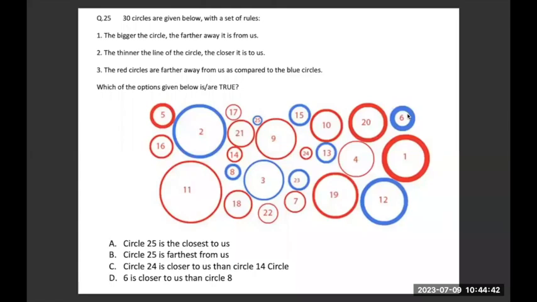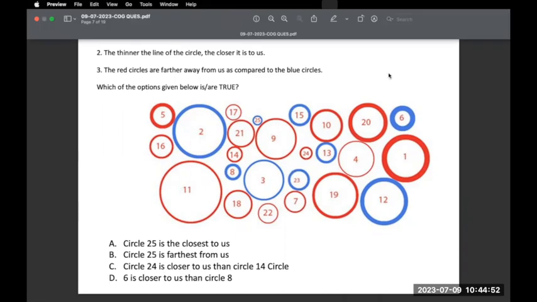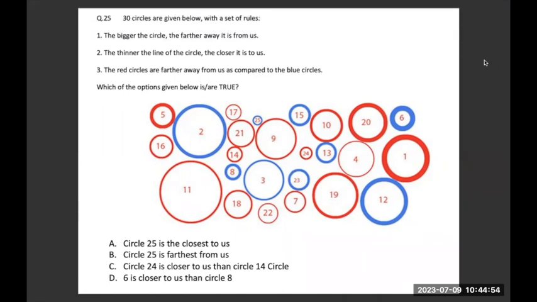You don't have to look at all the circles together. You have to just look at the options. What you have to say is which of the options is or are true. One or more options are possible, which means what you have to check for is circle 25, 4, 14, 6 and 8.